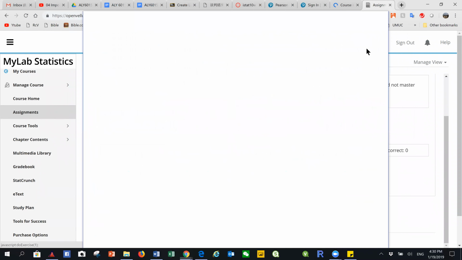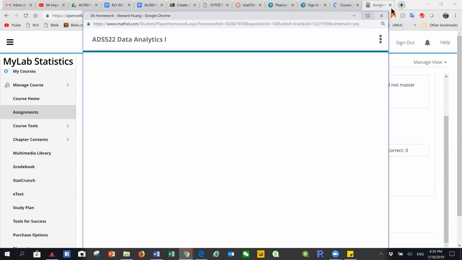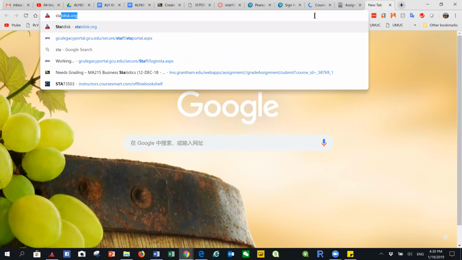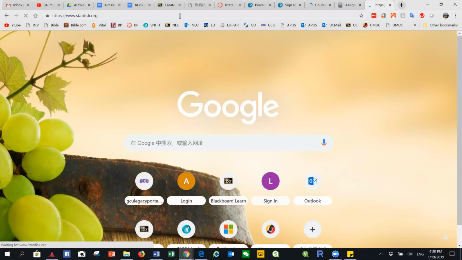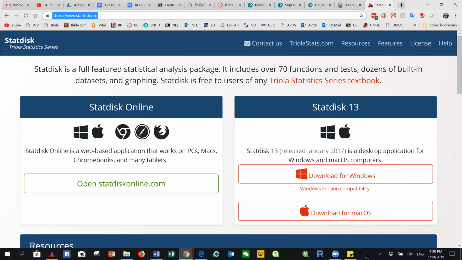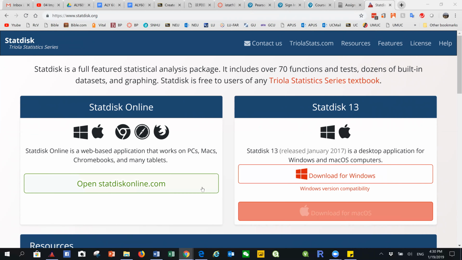Okay. Let's go over the assignments, but before we go over it, I want you to create an account or download, which is free, StatDisk. Okay, StatDisk. I send it to you in the chat.